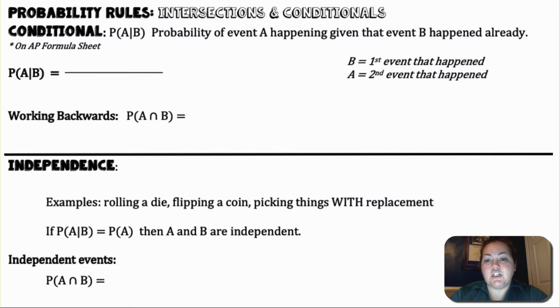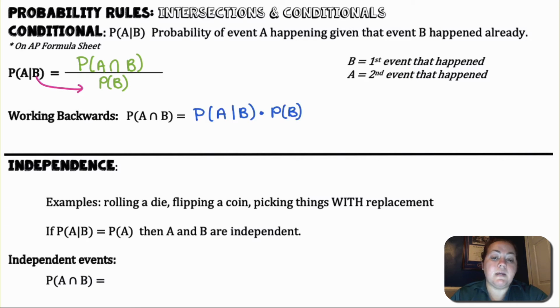All right, intersections and conditional probabilities. So conditional probability is the probability of A given B, and we use that vertical line there. That is the probability of event A happening given that event B happened already. This is also on your reference sheet. So the probability of A given B is equal to the probability of A and B divided by the probability of B. The one that comes after that vertical line, whatever piece that is, that's always going to be your denominator. I can use this working backwards if I want to find the probability of A and B. It'd be the probability of A given B times the probability of B.